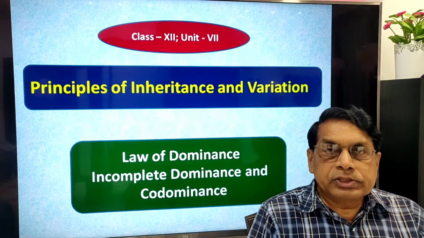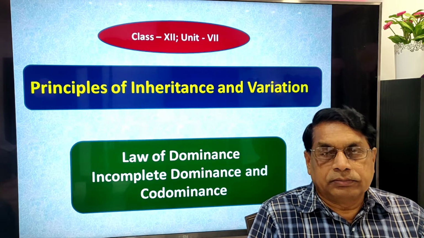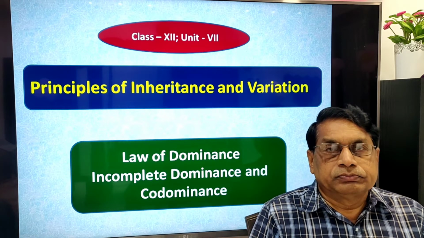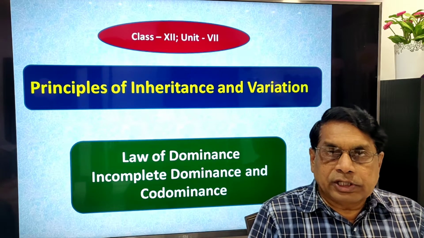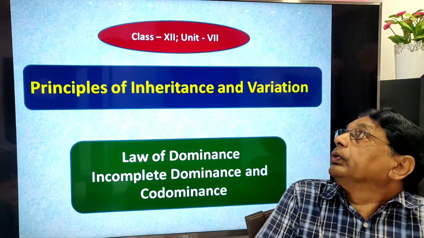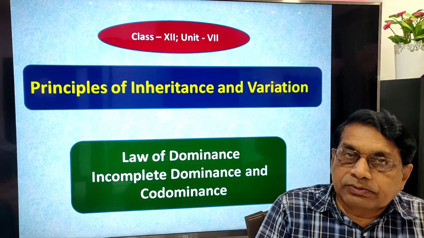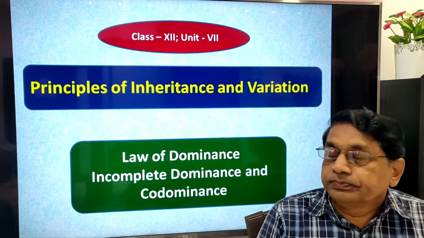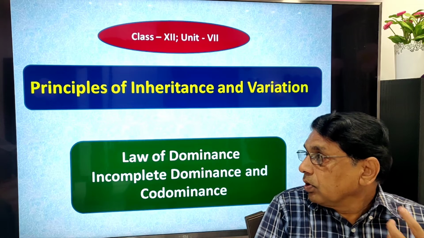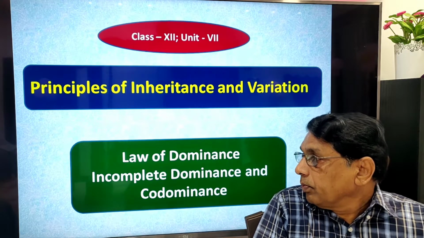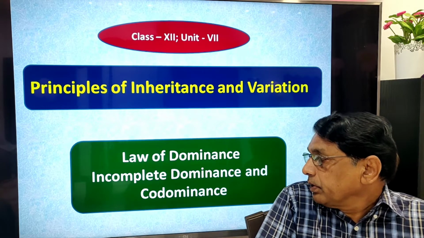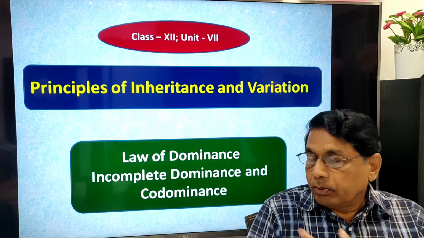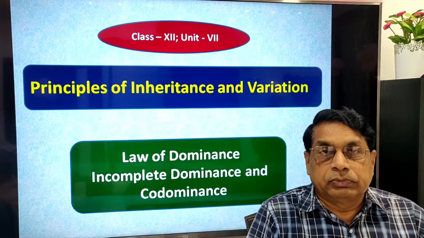Today we will be learning about an important chapter in genetics in 12th standard, Unit-VII. Unit-VII is about principles of inheritance and variation. In this, one aspect is the law of dominance, incomplete dominance, codominance. Let us learn about these aspects.